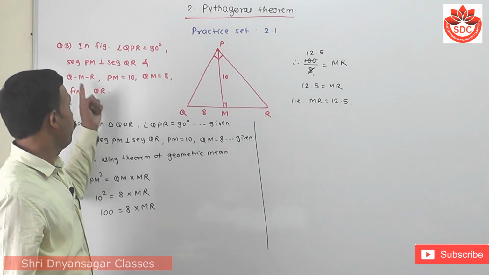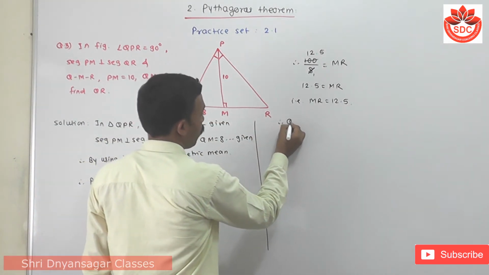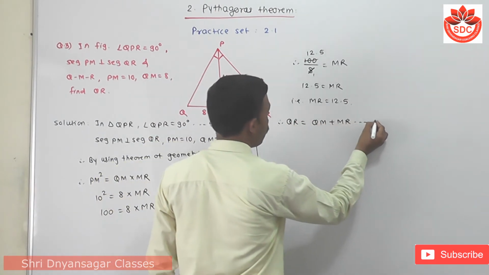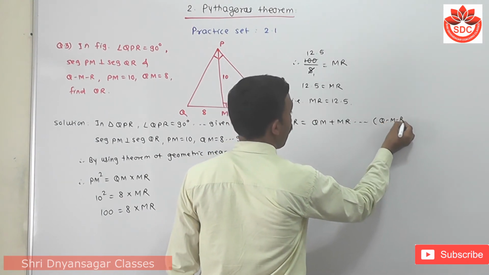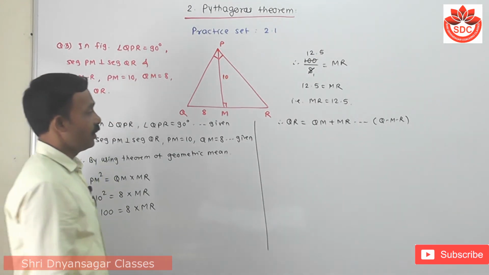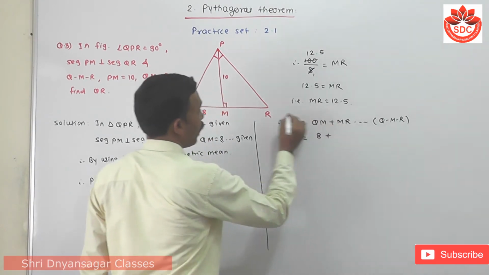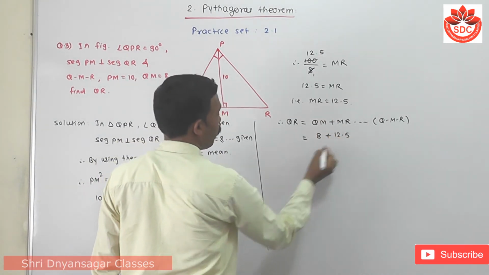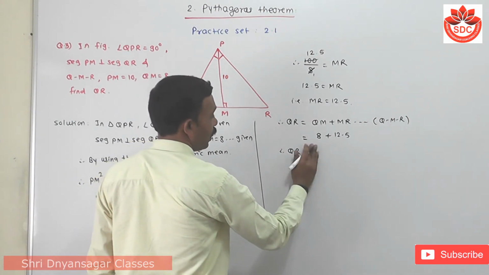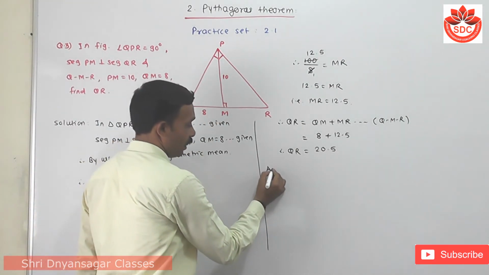Now, by using the betweenness property, we have to take the value of QR. Therefore, QR is equal to QM plus MR, because Q-M-R is given. Then substitute the values here. QM is already given as 8, plus MR becomes 12.5. Therefore, QR is equal to the addition, which becomes how much? 20 point how much? 5. Therefore, answer in full sentence.